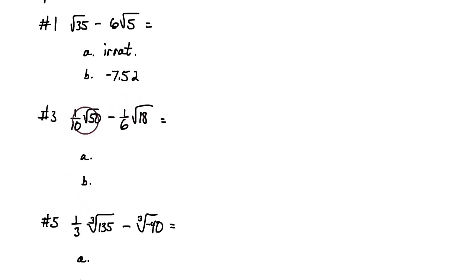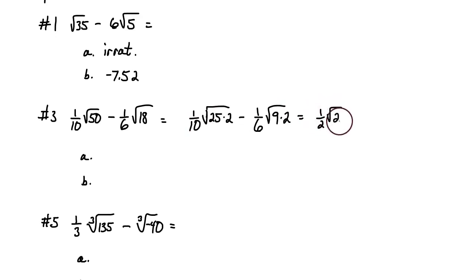Number 3. Let's try to simplify this difference and see if we can get those square root symbols to disappear. We could rewrite our first term as 1/10 times the square root of 25 times 2. And we could rewrite the second term as 1/6 times the square root of 9 times 2. The reason I did that is because 25 is a perfect square and 9 is a perfect square. Let's rewrite again. The square root of 25 makes 5, and 1/10 times 5 is 5/10 or a half, and then we'll leave the 2 inside the radical symbol.